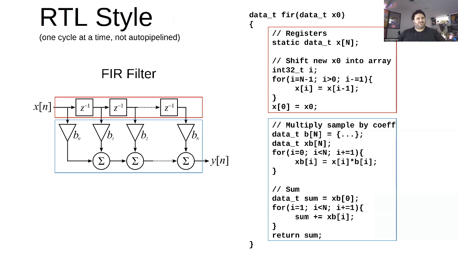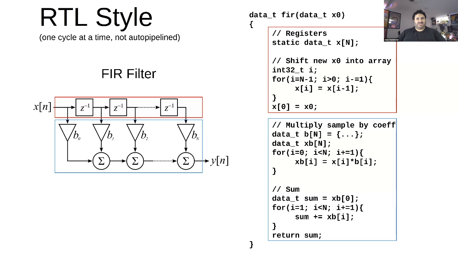So each time this function is called, you're getting a new sample. We're going to store it in an array. And then again, each time this function is called, we're taking what's in the array. We're going to multiply all those values by a coefficient and then sum them all up. And that's your classic finite impulse response filter.